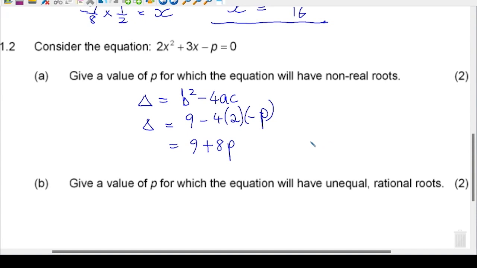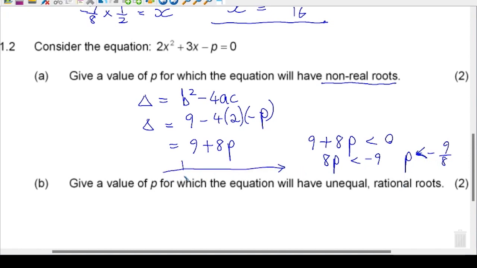For example, if p was, say, in fact, what I'm doing now is I'm just showing the boundary for p. So we know that 9 plus 8p must be negative, so 8p must be less than negative 9, and so in fact p can be any number less than negative 9 over 8. Okay, p less than negative 9 over 8. So for example, a number like negative 2 would suit our purposes perfectly. Or negative 3, there's any number of options, as long as it's less than negative 9 over 8.